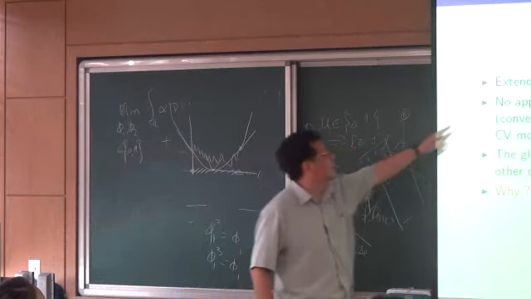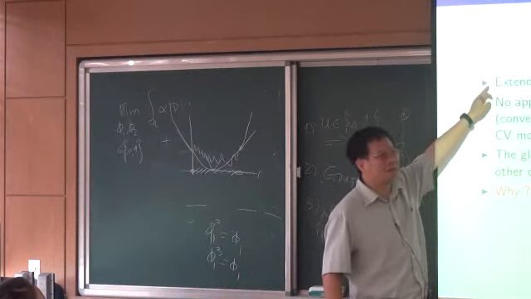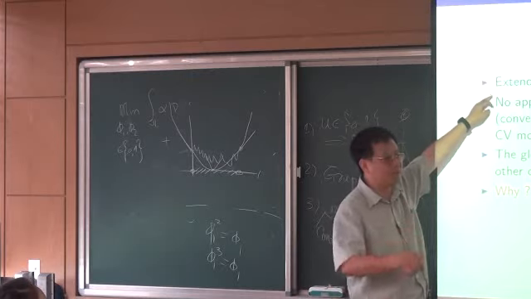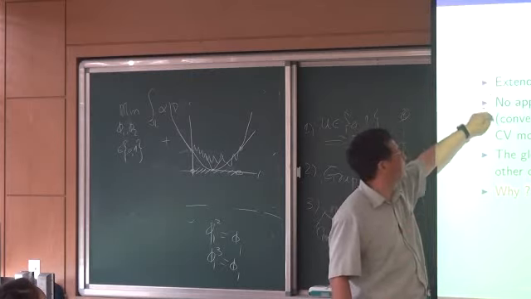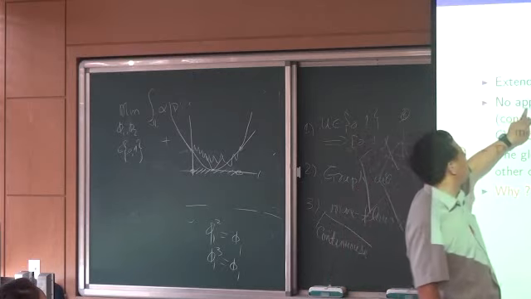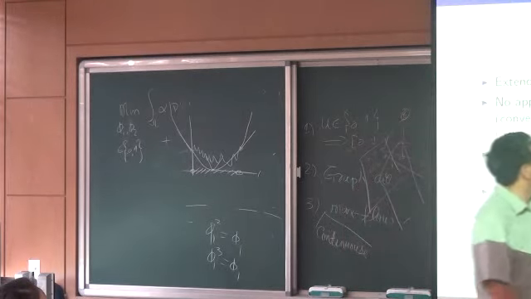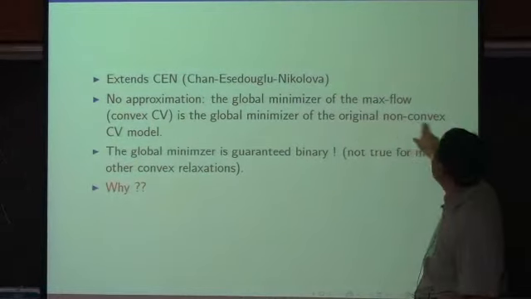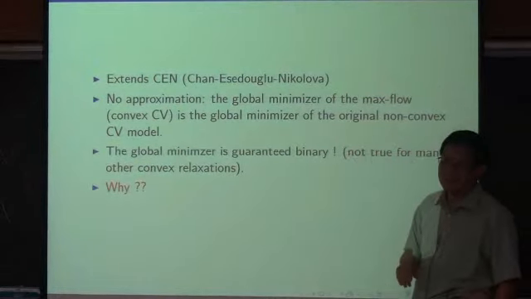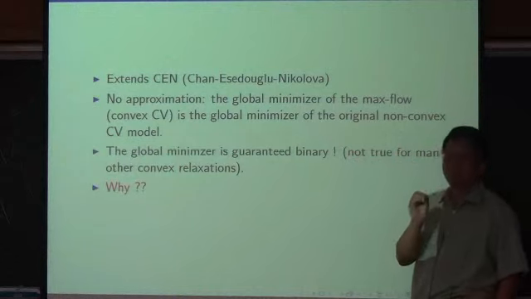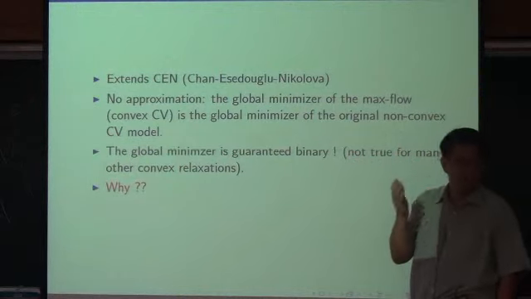So you see, like in the two-phase case, we did it with the graph cut, and there are several things we have done. Moreover, we want to emphasize that the global minimizer of the max flow convex CV is a global minimizer of the original non-convex CV model. So if you just see this result, people don't believe it. They say, I don't believe it, how can you do it?